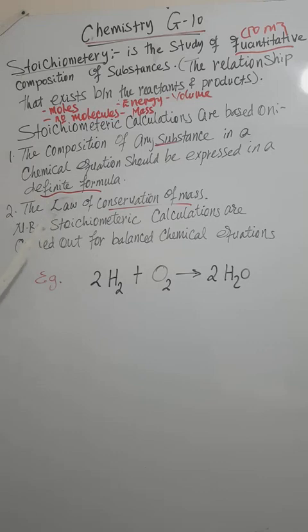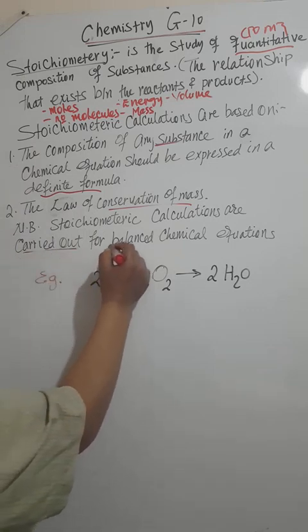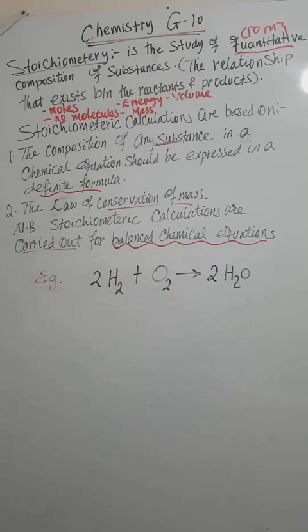Here, what you have to remember, I wrote NB: no stoichiometric calculations are carried out except for balanced chemical equations. If the chemical equation is not balanced, it's impossible to deal with the stoichiometric properties or calculations of any chemical equation. So let's look at what stoichiometry, what quantity, means.